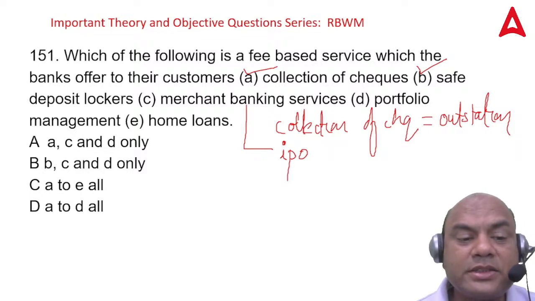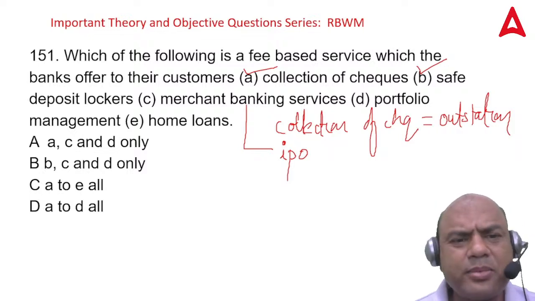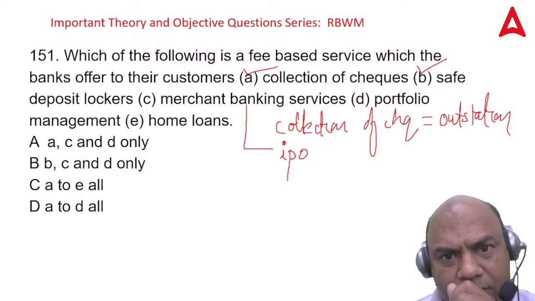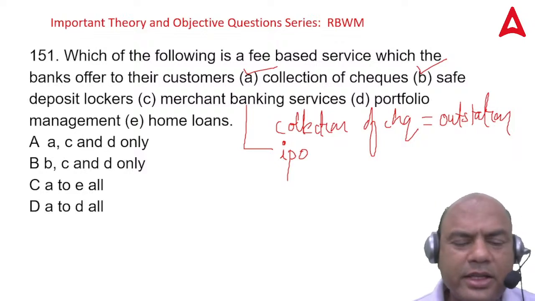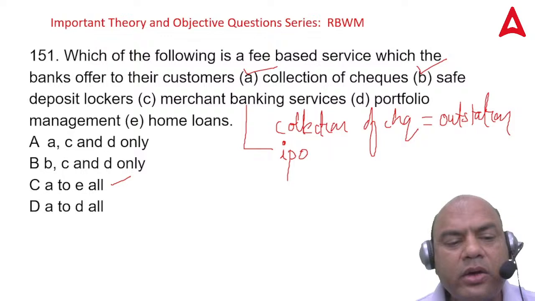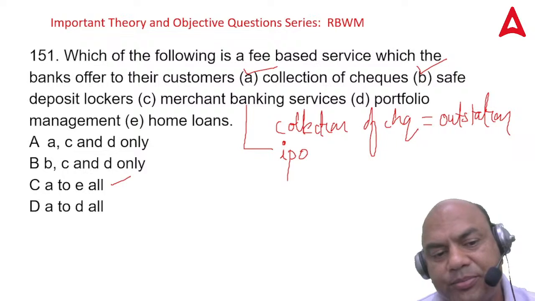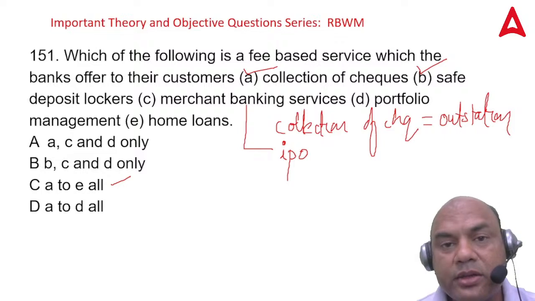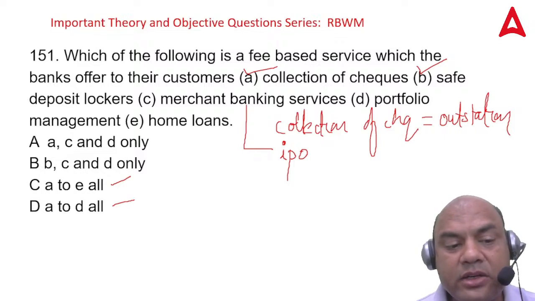So that's why the answer is, let me check this home loan. Is home loan fee-based? I have said home loan, so everybody is typing home loan. Okay, let's do one trick over here. I'll say the answer is A to E all, and what do you say? Do you say A to E, or A to D? Home loan is not a part of fee-based. I'll say the answer is A to E all, and you say A to D. Now what do you think? Is the option C or D?